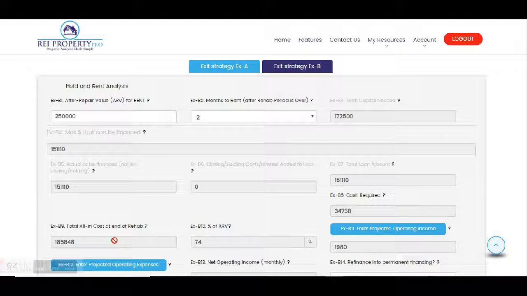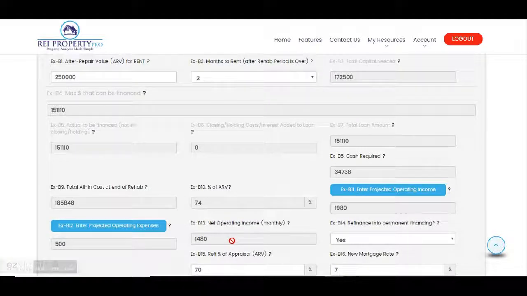Then we have the percentage of the ARV. This is a percentage of the total cost of the project based on the after repair value. And the after repair value, of course, is the value after all the work is completed on the property. Below now, you can review your remaining numbers.